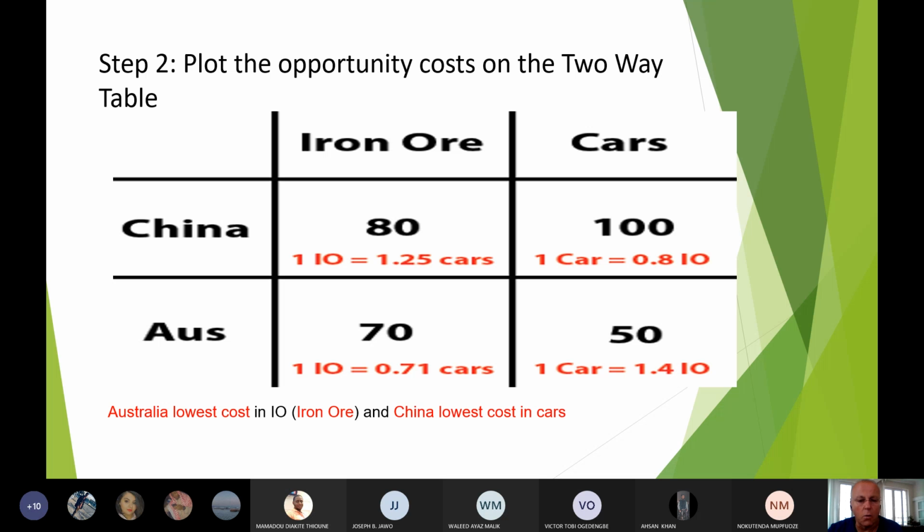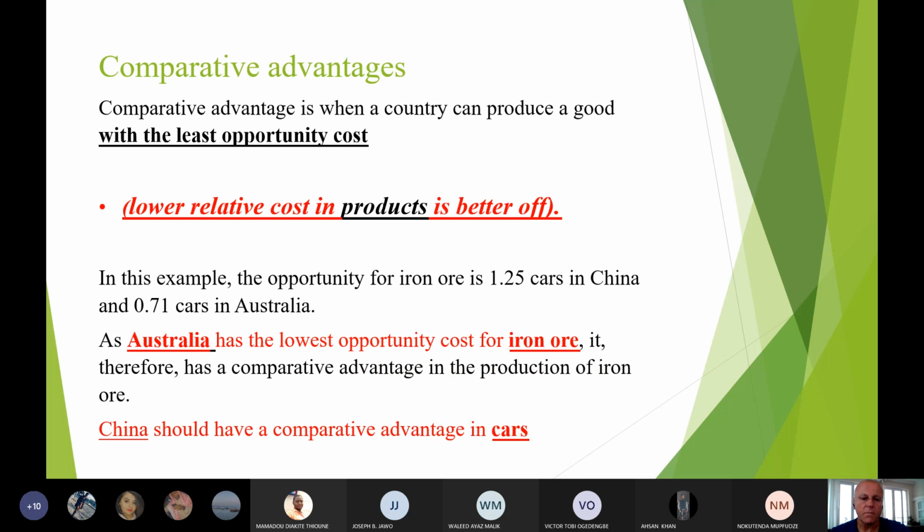Therefore, we may say Australia has the lowest cost in iron ore and China has the lowest cost in cars, because we are trying to make it the lower cost for preferring to produce. Then comparative advantage is when a country can produce a good with the least production cost. Then you have to take this lower cost advantage. A lower relative cost in production or in products is becoming better off.